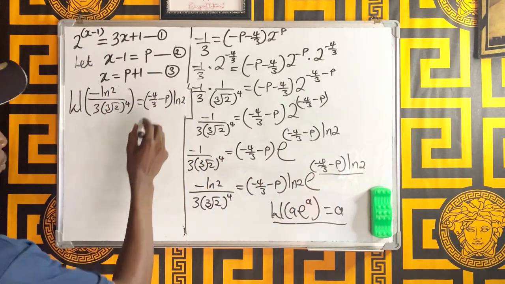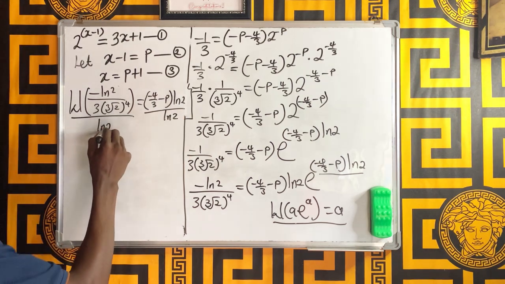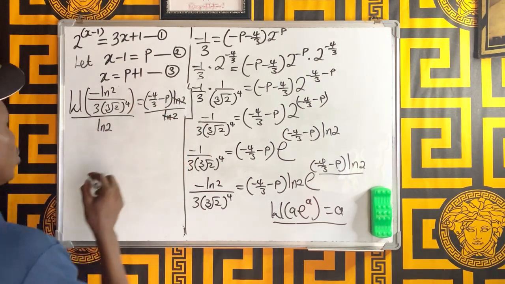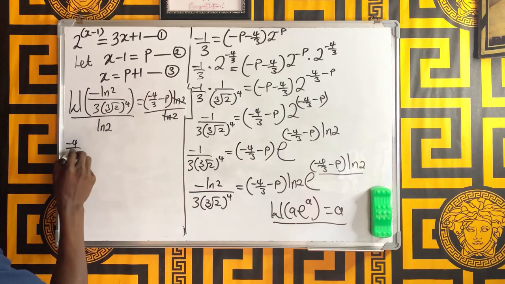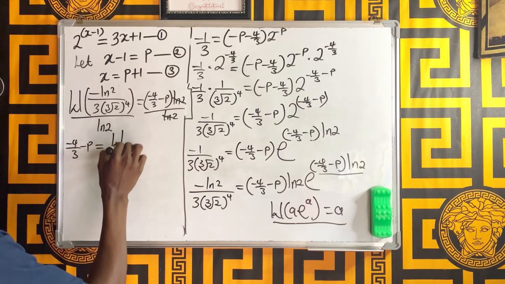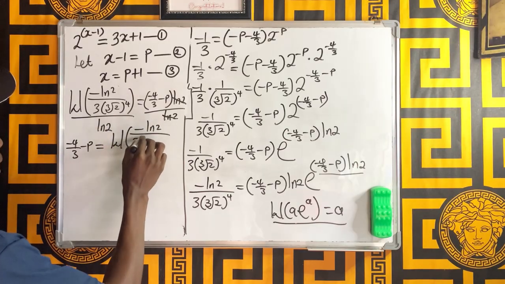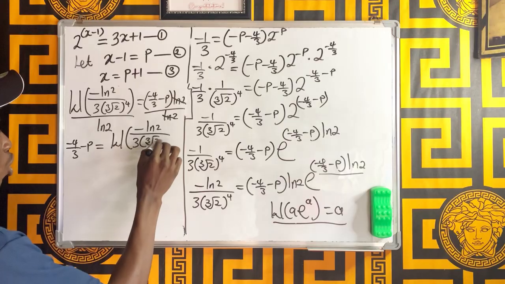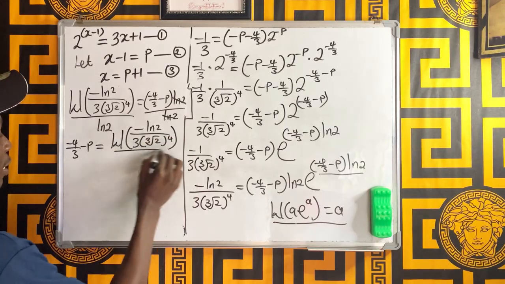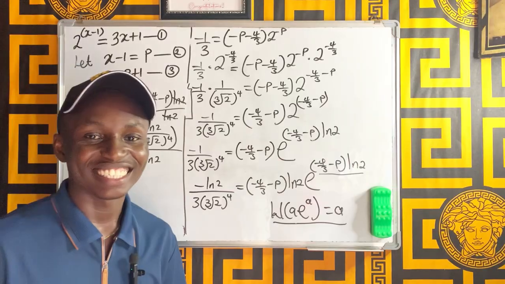Okay. Now let's divide both sides by ln 2, the natural logarithm of 2, so that this can cancel out this. That means minus 4 divided by 3 minus p is equal to the W function of minus natural logarithm of 2 divided by 3 multiplied by the cube root of 2, all raised to 4, all divided by the natural logarithm of 2. Wow, it's interesting, right?